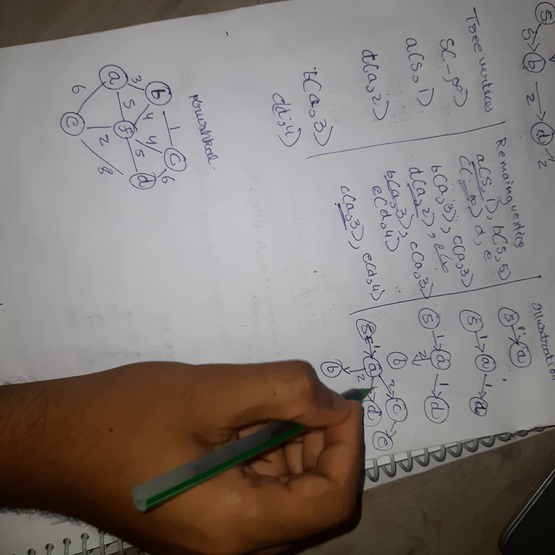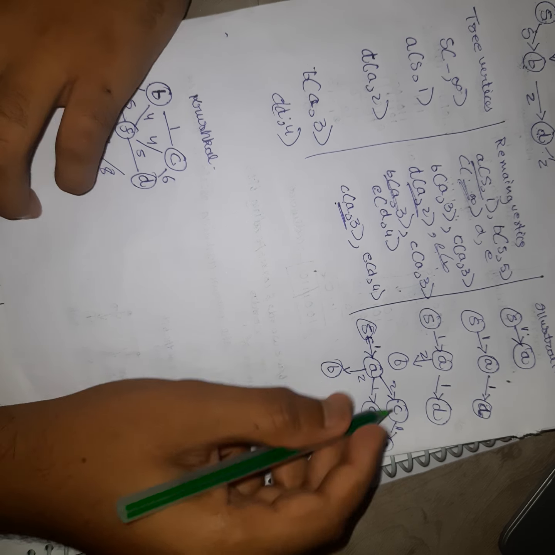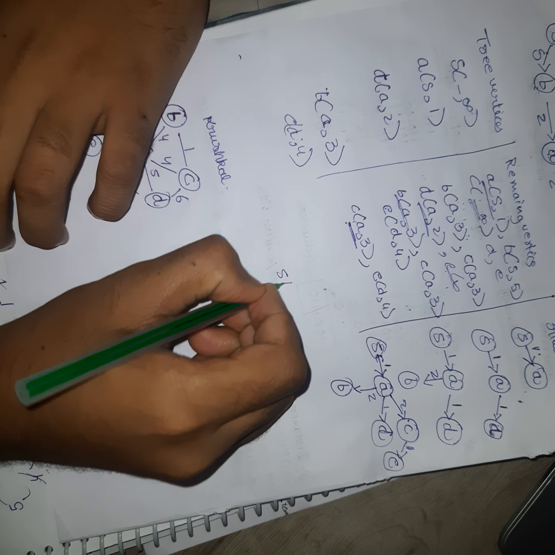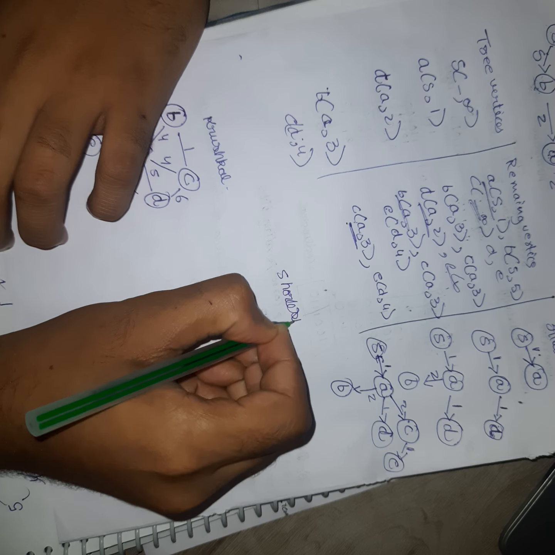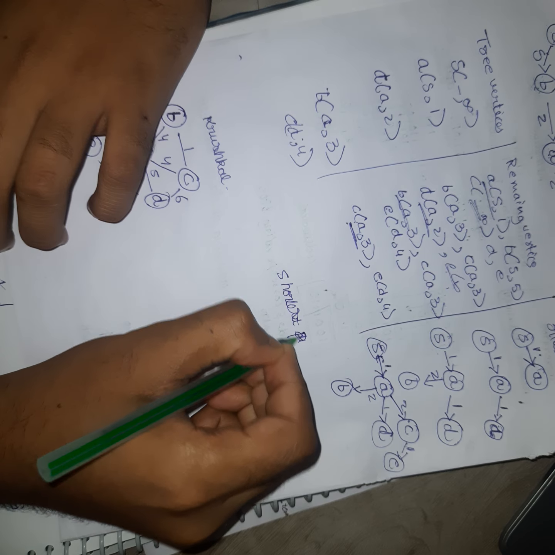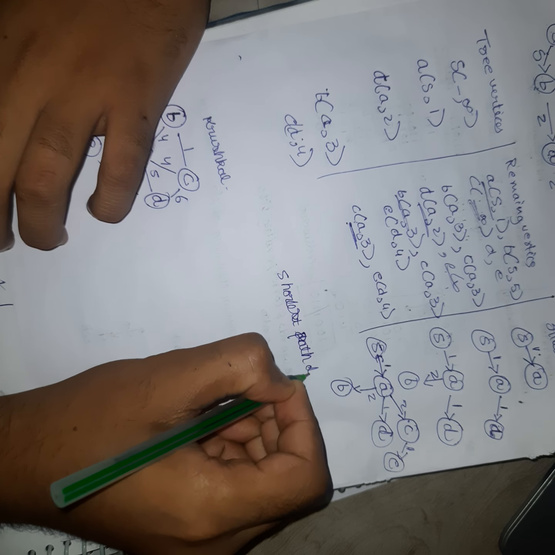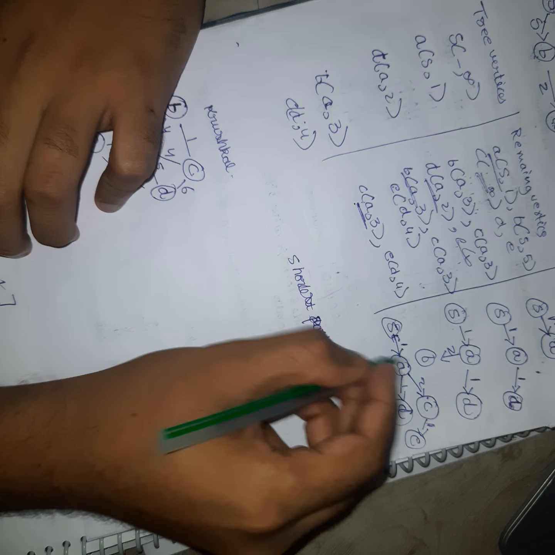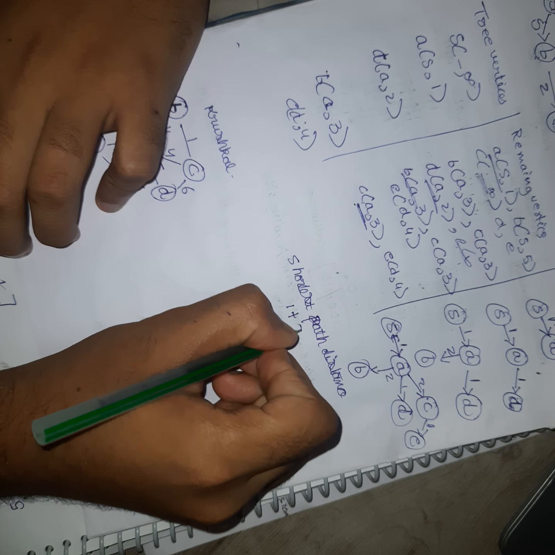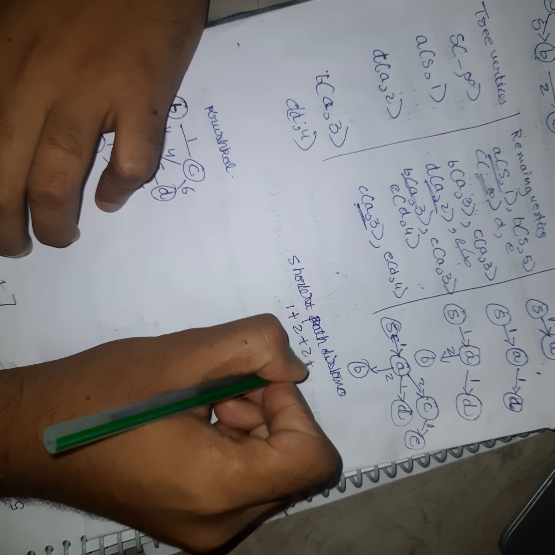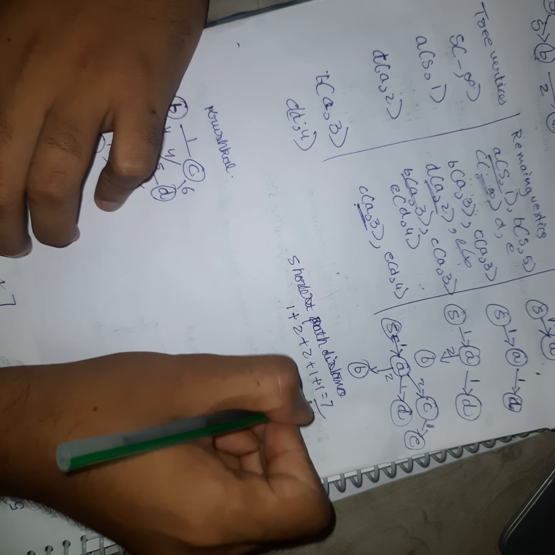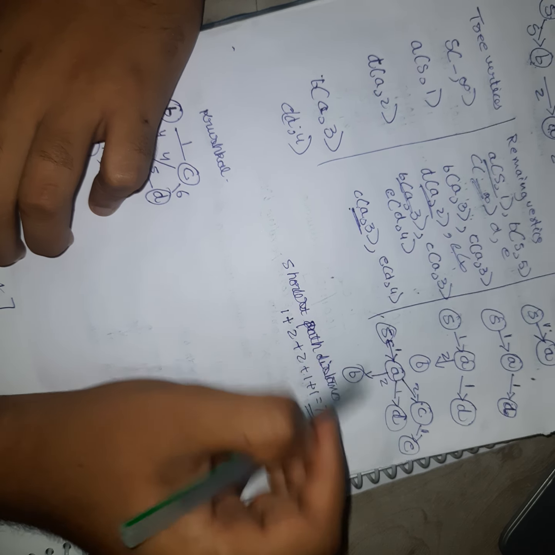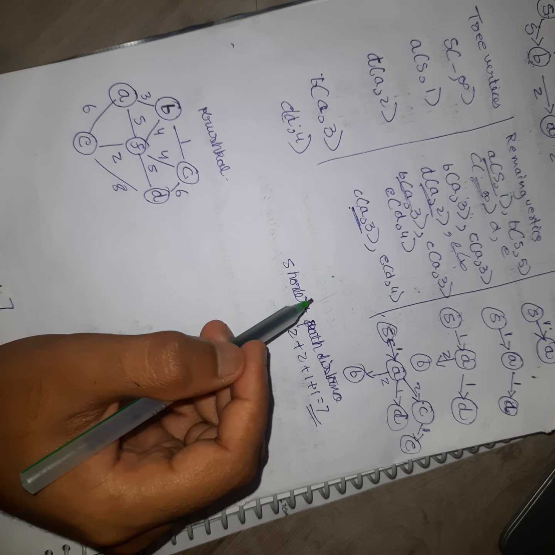And after writing, just add it. You should write shortest path distance, which will be, just add all the directions, 1 plus 2 plus 2 plus 1 plus 1, which will be 7. You should write this also, and you should write this also. Okay, again you should write in the end.